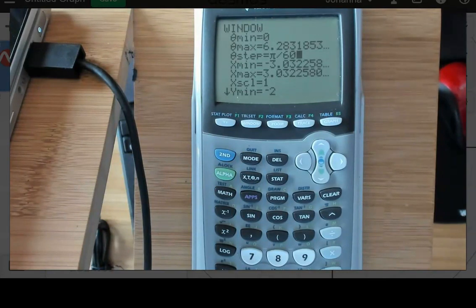Why the 60? I chose a denominator that was a multiple of 12.